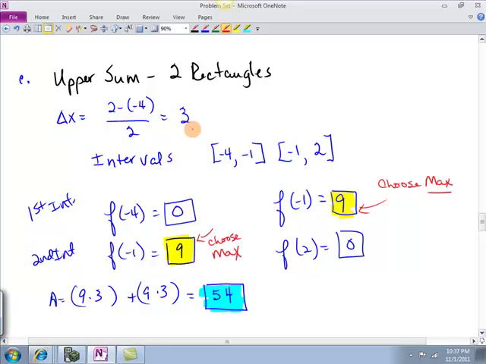You do the same thing for the upper sum with two rectangles. Your delta x was 3. Here's my intervals. Evaluate at each endpoint of the interval, negative 4 and negative 1. You get 0, 9. You get 9, 0. You're choosing the max because we are doing upper sum. Okay, so you had 9 and 9 as the heights of your rectangles. You have 3 as the width of your rectangle. 27 and 27 is 54.